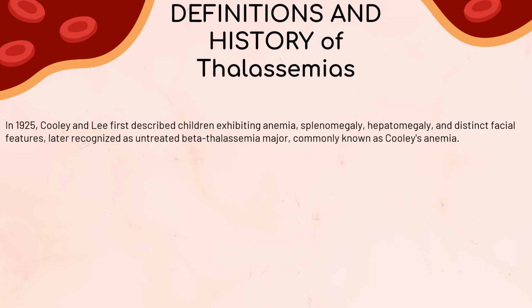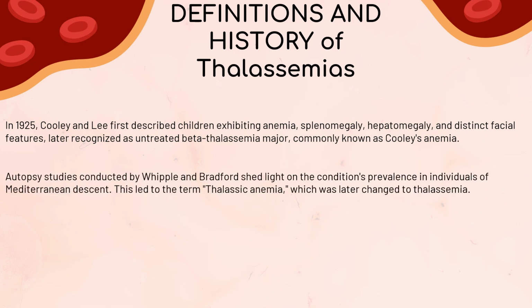In 1925, Cooley and Lee first described children exhibiting anemia, splenomegaly, hepatomegaly, and distinct facial features, later recognized as untreated beta-thalassemia major, commonly known as Cooley's anemia. Autopsy studies conducted by Whipple and Bradford shed light on the condition's prevalence in individuals of Mediterranean descent. This led to the term thalassic anemia, which was later changed to thalassemia.